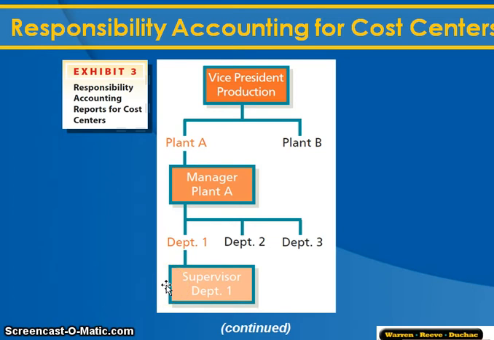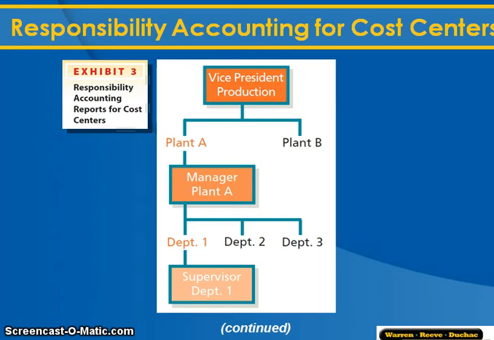All right, so let's look at a little bit of a visual here. Let's say you've got this vice president of production who's in charge of plant A and plant B. If I had a question about plant A, I would go down to the manager of plant A, who is in charge of 3 departments, Department 1, Department 2, and Department 3. So if I had a question about Department 1, I would drill down then to the supervisor of Department 1. The point is that the individual departments are cost centers, plant A is a cost center, and the entire production overall is a cost center. So we can look at each of these in turn.